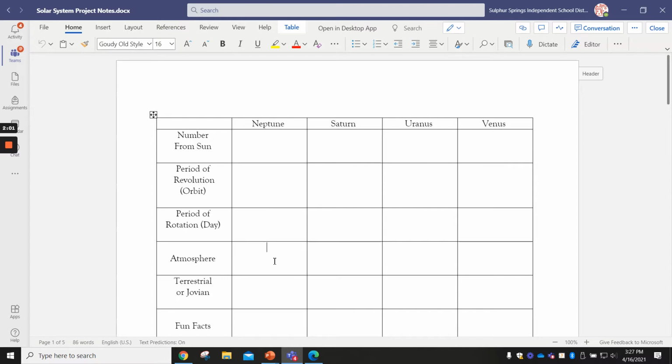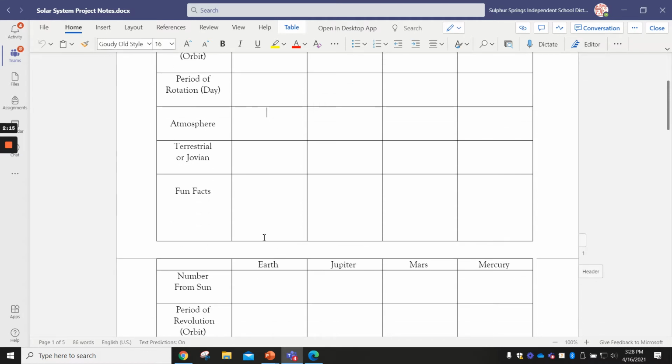Then I want to know about the atmosphere. Does it have an atmosphere? If it does, what is the atmosphere made of? Is it thick? Is it thin? Does it hold gases in and make it super hot? Or is it so thin that there's nothing there? Like, I just want you to tell me about the atmosphere.